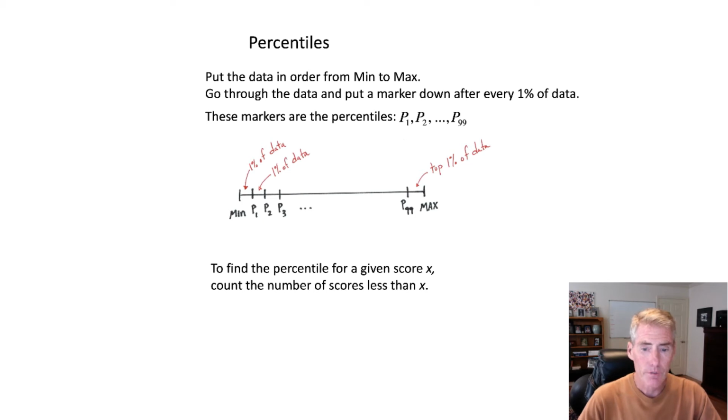Okay, now to actually find these. So you count how many scores are less than it. Like if we were finding this right here, you would count how many scores are less than it. You would divide by the total number of scores, and then multiply by 100, and that gives you a percent.